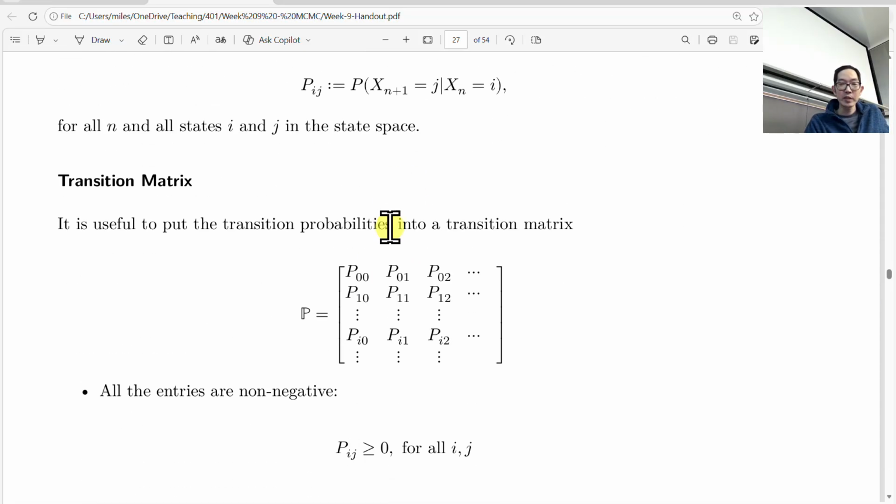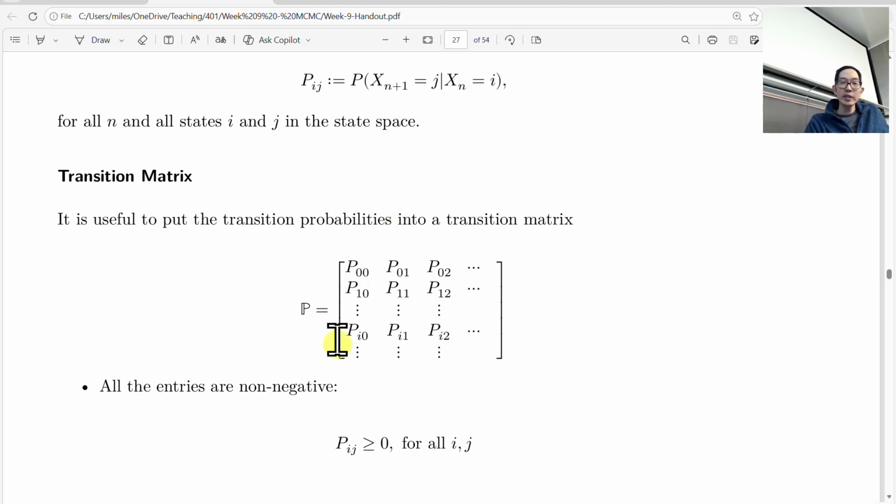We gather all of these together and arrange them into a big matrix. This is our probability transition matrix. This says if we're currently at 0, what's the probability we go to 0? If we're currently at 0, what's the probability we go to 1? To 2? So on and so forth. If we're currently at 1, what's the probability we go back to 0? Stay at 1? Go to 2?